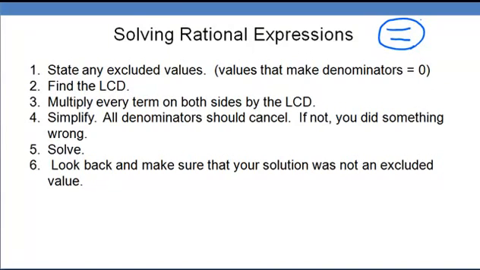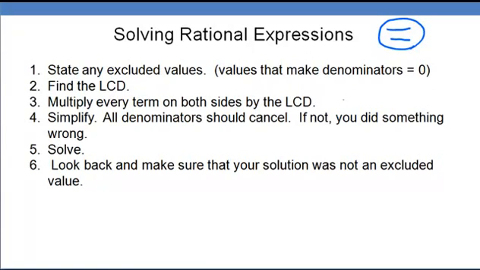For our method, the first thing we have to do is to state any excluded values. And we're going to throw those out. When we get to the end of the problem after we've solved, we will look back, and if our answer is one of those excluded values, we have to throw that answer away. Step 2, we will find the LCD. So find the least common denominator.